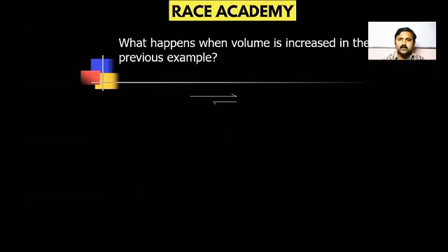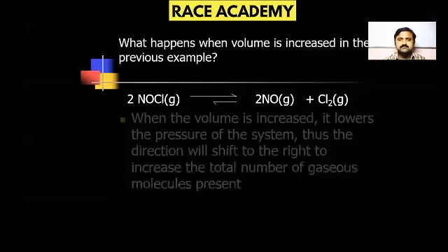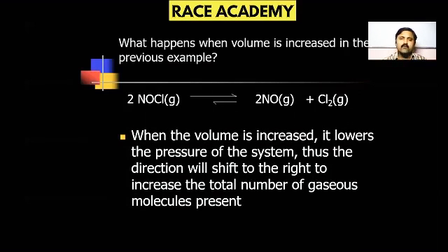What happens when the volume is increased in the previous example? In this example, 2NOCl gives 2NO plus Cl2. Once we increase the volume, pressure decreases, so equilibrium moves in the direction with the greater number of molecules, the forward direction. That's why the forward arrow is given larger compared to the backward arrow. So when the volume is increased, it lowers the pressure of the system, and the reaction shifts to the right to increase the total number of gaseous molecules present.